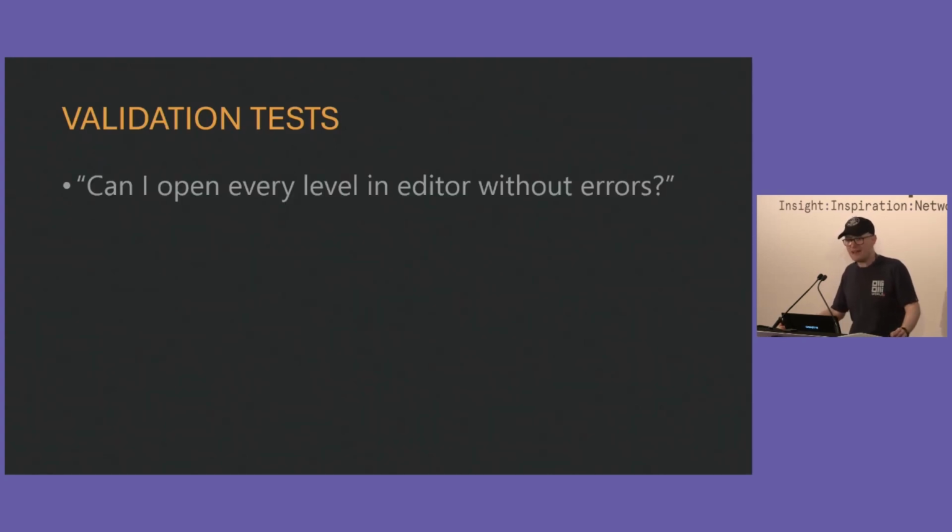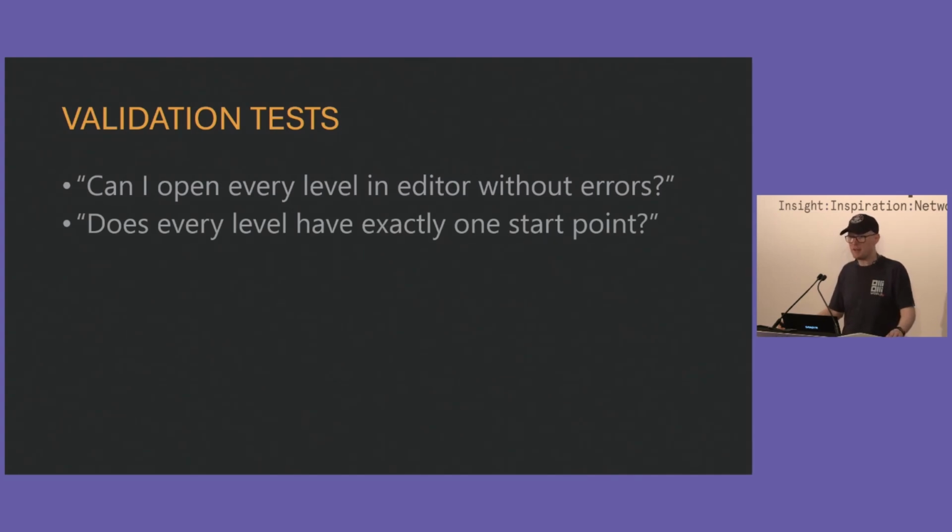Can I open every level in the editor without errors? We've all seen those warnings in Unity, like missing mono behaviors or badly set up materials, or map check errors in Unreal. Are they there, or can we pretend, or are they all gone in the current trunk source control? Does every level have exactly 1 start point? That seems like a reasonable thing to test. It seems like it would be bad if there were 2 start points in my level. Let's just make sure that never happens.